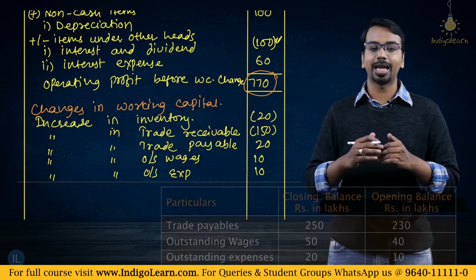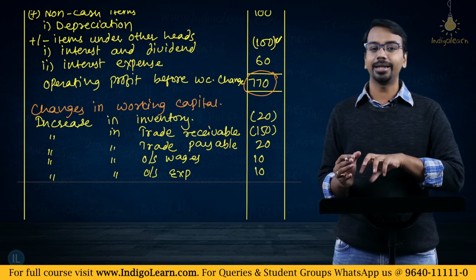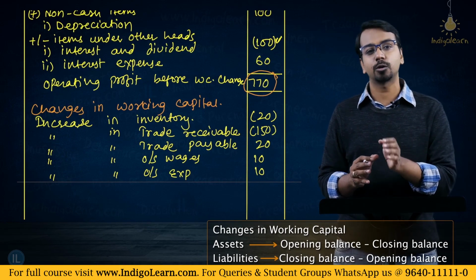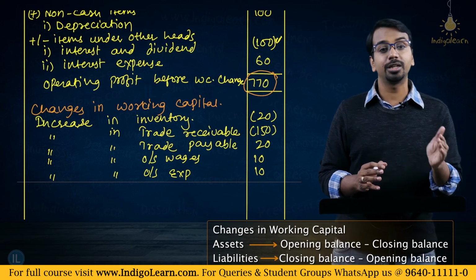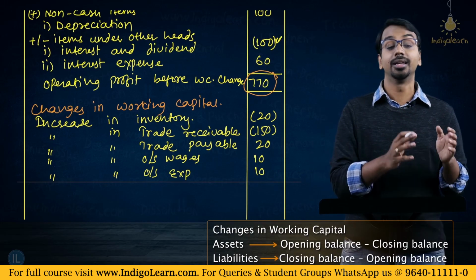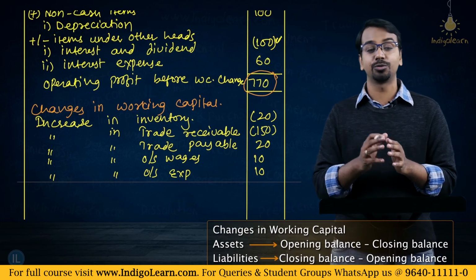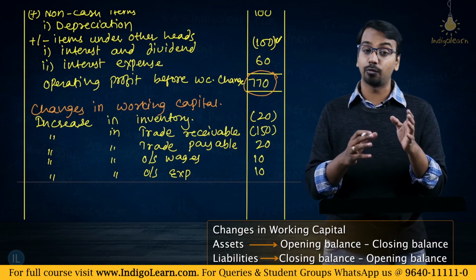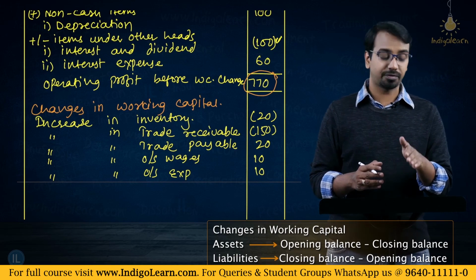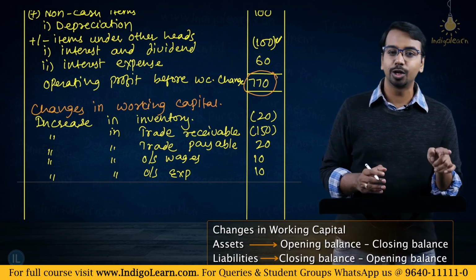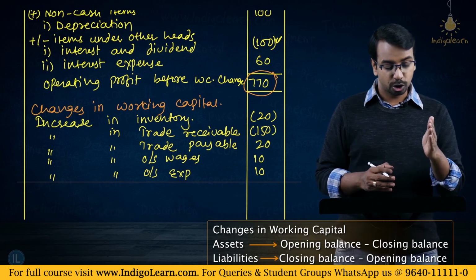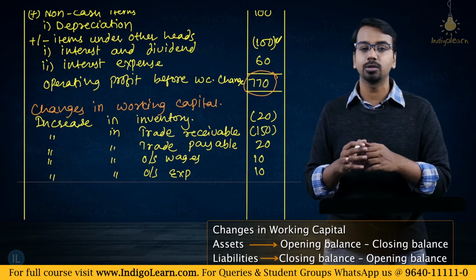So these are the working capital adjustments. I'll again take you through all these working capital adjustments. For inventory we'll do opening minus closing, for debtors we'll do opening minus closing, these are the asset side. For creditors or for liabilities we will do closing minus opening, and this is how you will get the number. So opening minus closing, for example in case of inventory it is 180 minus 200, it becomes minus 20. For debtors it is 250 minus 400, so it becomes minus 150.